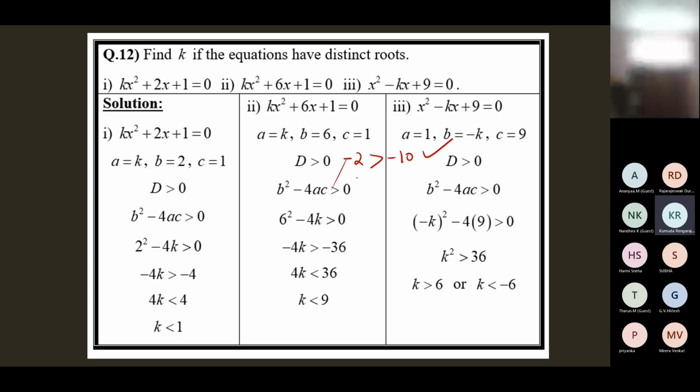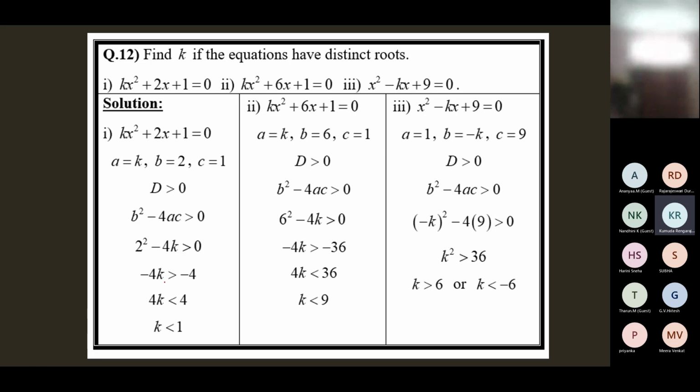It's like you're canceling the minus on both the sides and you have 2 is greater than 10. No, this is wrong. So what you should do is when you cancel the minus on both the sides, you must reverse the inequality. 2 is less than 10. So minus 2 greater than minus 10 is true. When you take off the minus signs from both the sides, reverse the inequality. 2 is less than 10 is true.